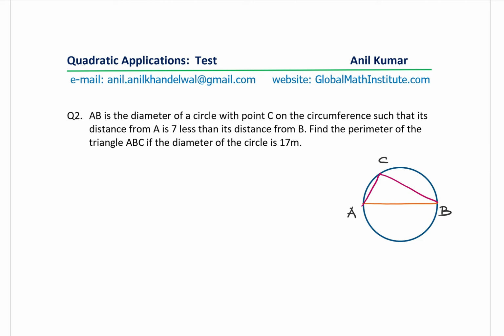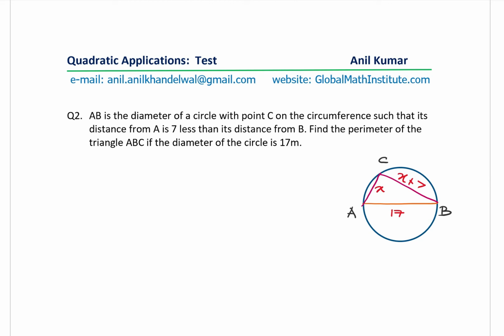So here we are given that the diameter of the circle is 17 meters, so AB is 17. The two sides, one is 7 less than the other. So it's good to write x on one side and x plus 7 on the other. So it becomes lesser, right? So we can use the positive numbers. It is always a good idea.